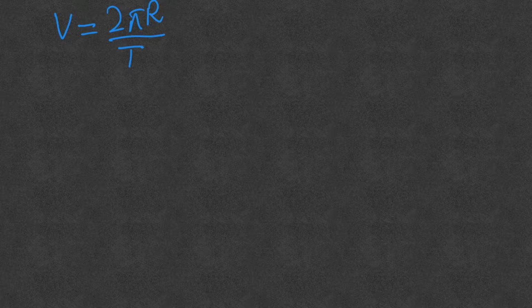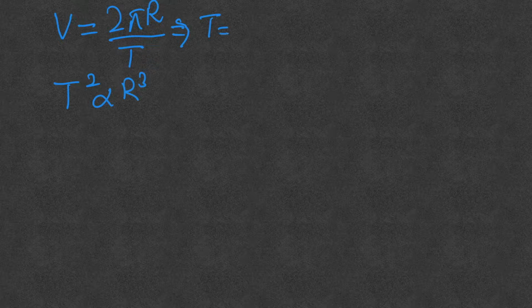So picture aside, here we go with the math. We said that the speed is 2 pi r over t for the satellite, and we said that t square is proportional to r cube. Now, in the first equation, let's make t the subject of the equation. You would end up getting t = 2 pi r over v, correct?